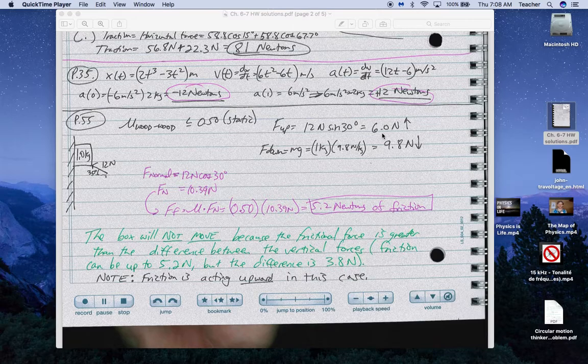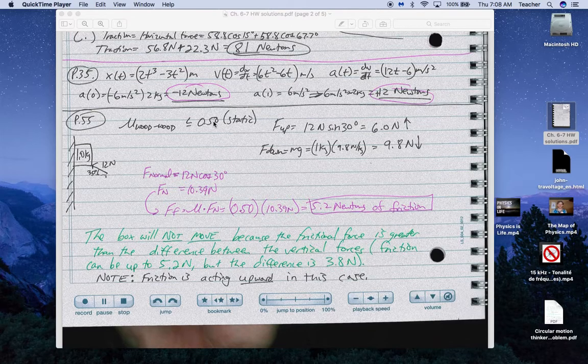So I'm finding the upward force due to this push is 6 newtons. That's the vertical component of this force. The downward force is equal to the weight of this box, which is 9.8 newtons. Now, if I want to find friction, friction is the horizontal component of the normal force. So in other words, the normal force is a certain amount, which here would be 10.39 newtons.